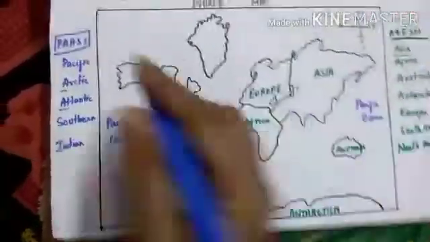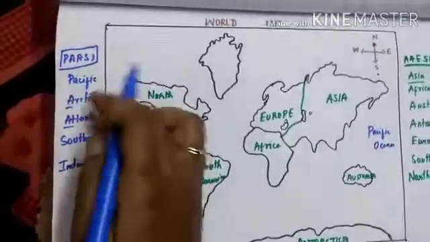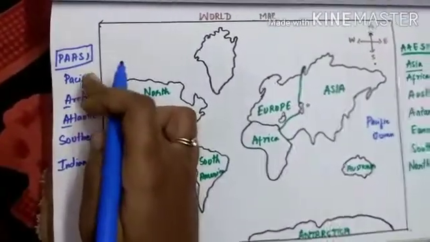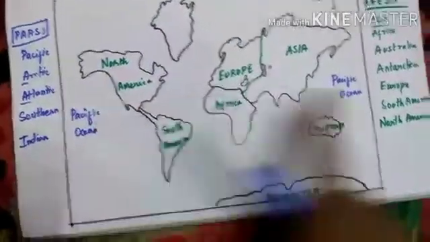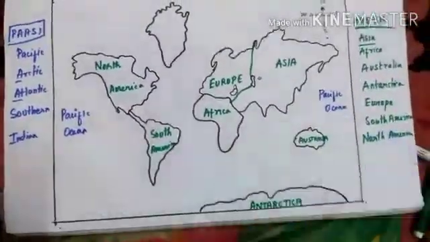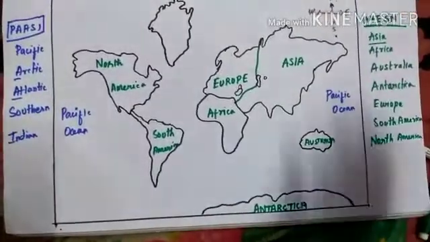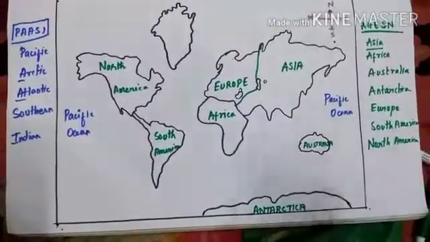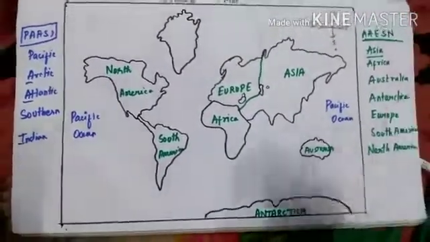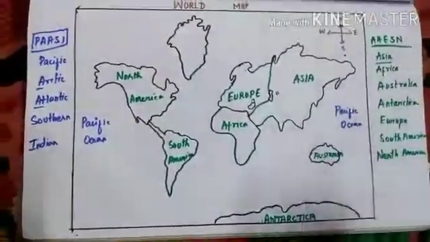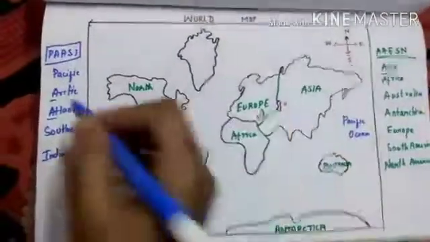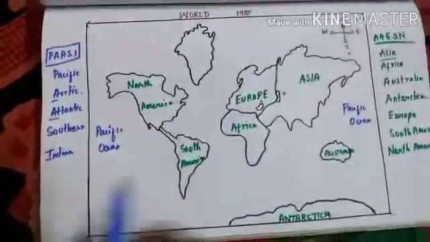That's why I asked you to learn in this format. Since we are having 2 A's, we have to mention Pacific Ocean at 2 places. These tricks I am giving for the children who are suffering with learning, so they can use these tactics to get more marks. Okay, the second one is Arctic Ocean.